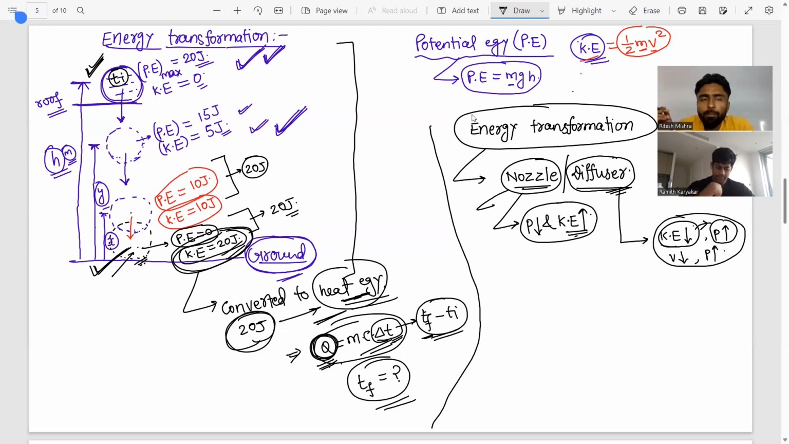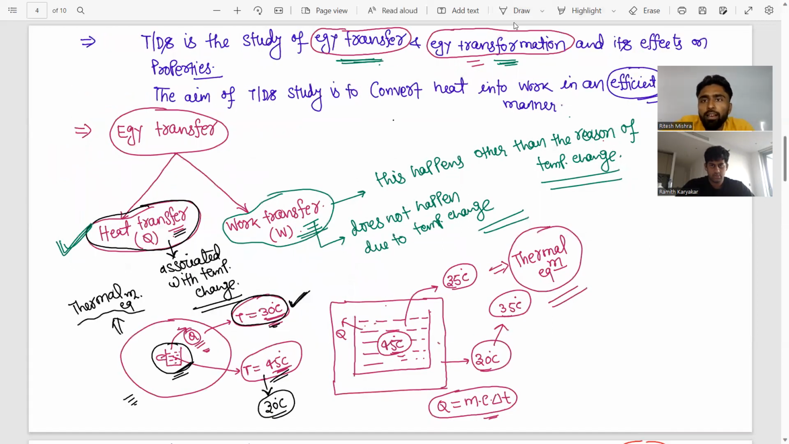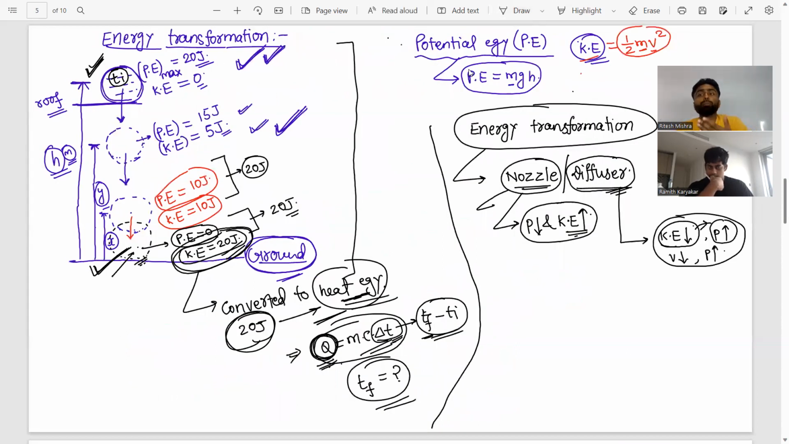Now my dear, I have written a sentence previously. I want to tell you about that. Here I have written, thermodynamics is the study of energy transfer and energy transformation and its effect on properties. What is the meaning of its effect on properties? Let us see.